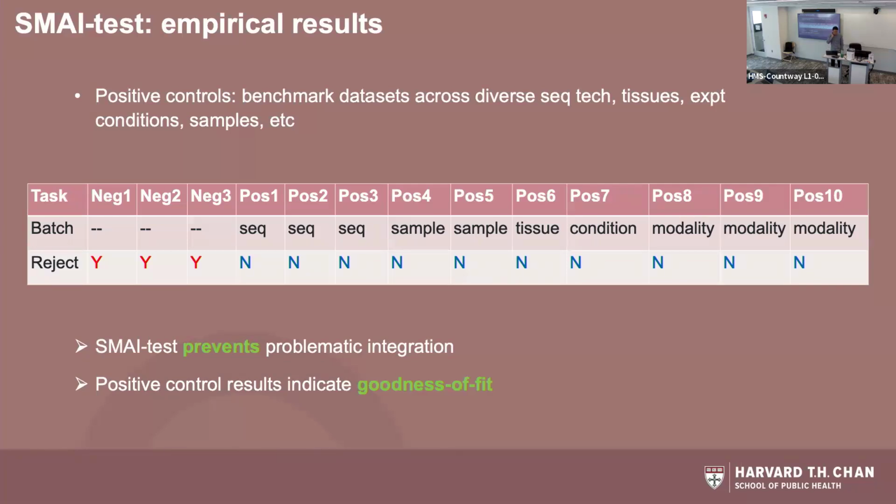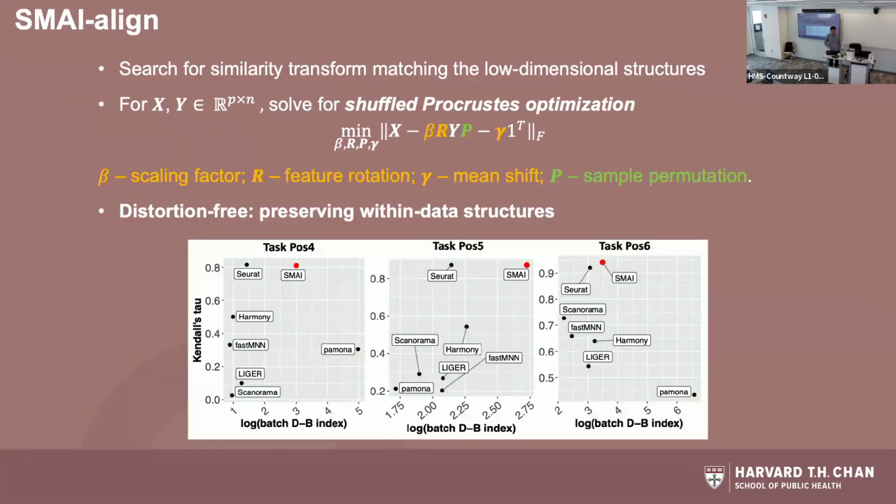Yeah, so a second message from this test is that it turns out that many benchmarks with different kinds of batch effect caused by different sources can actually be accounted for by the simple similarity transform. Nothing really complicated is needed to account for the batch effect. This indicates the goodness of fit of this simple transformation model for the single cell data.